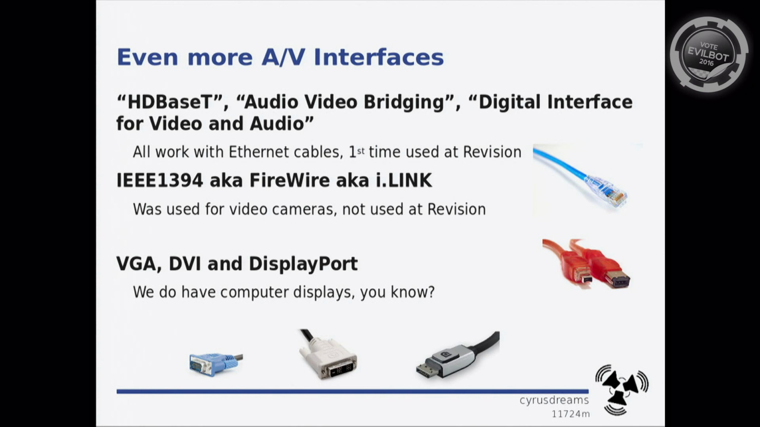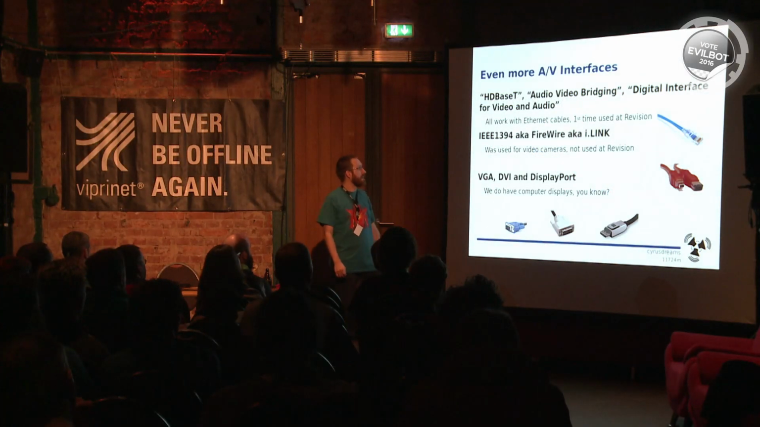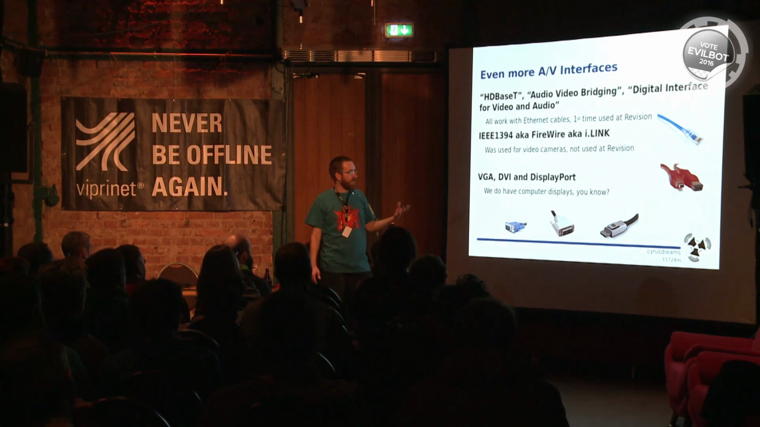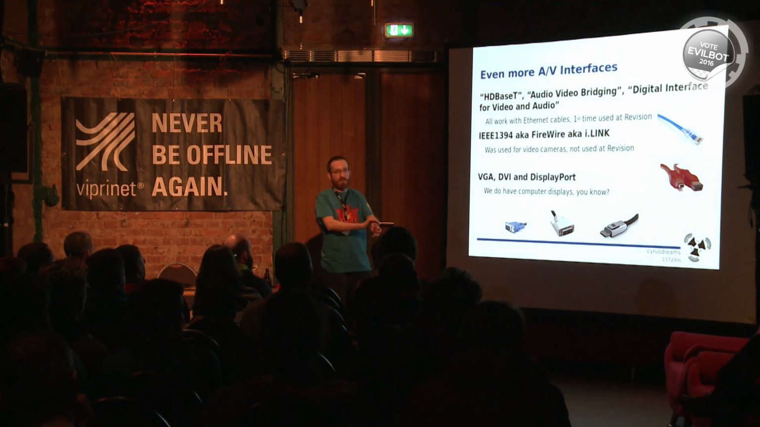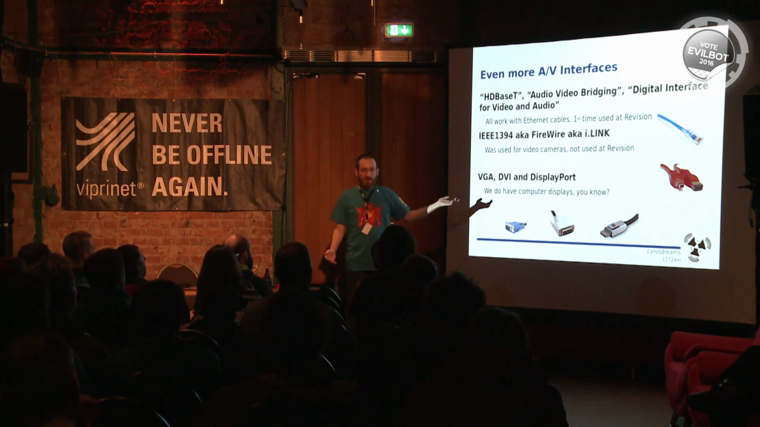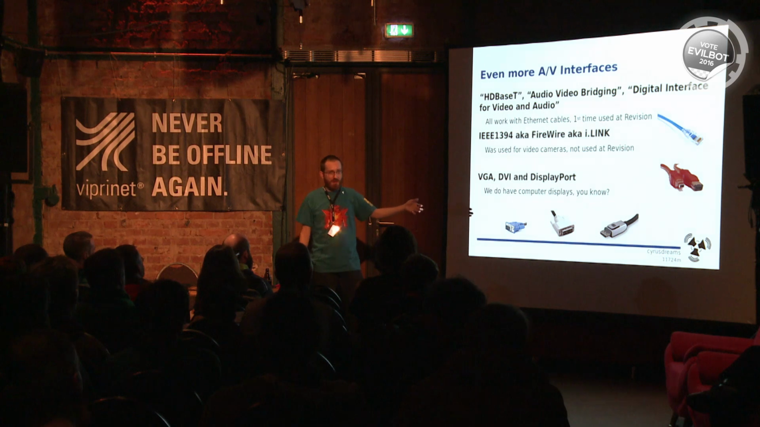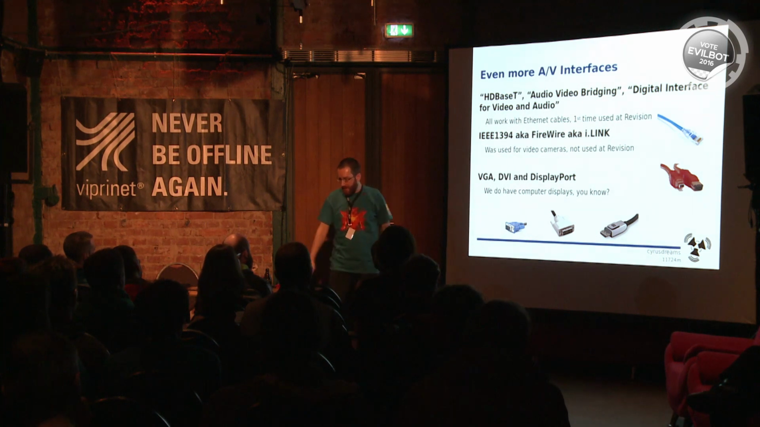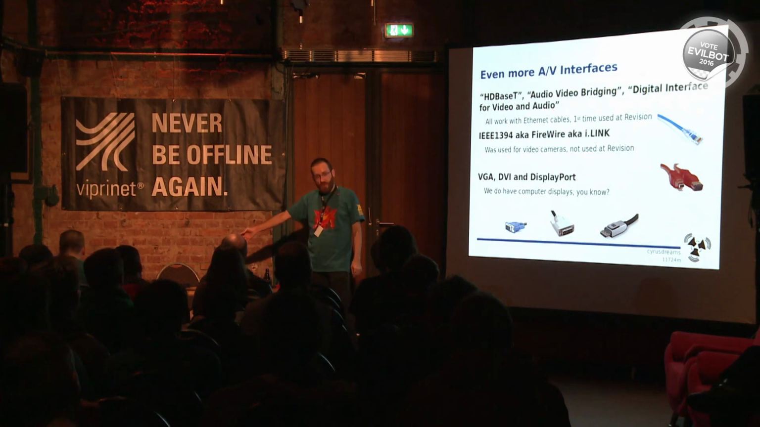There's also IEEE 1394, aka FireWire or aka iLink. It was very popular during a certain time on video cameras. You did find that everywhere before HDMI, but that's not used at Revision. And we also have VGA, DVI, DisplayPort. Well, we have displays, you know, we need to wire them up. We order a lot of those cables, and we have one here to connect my laptop to something that converts my VGA signal to digital and transports it down there.